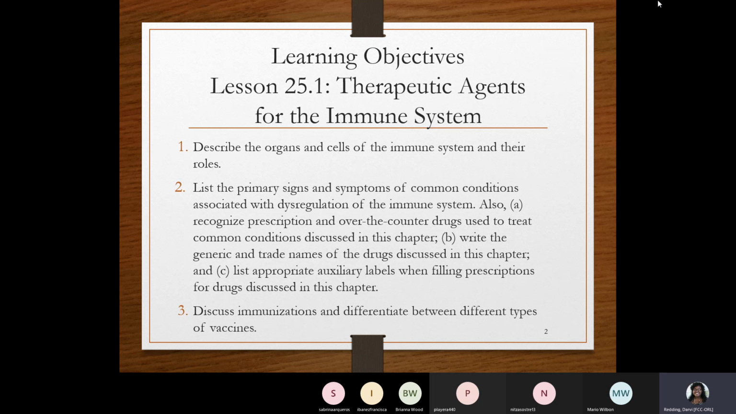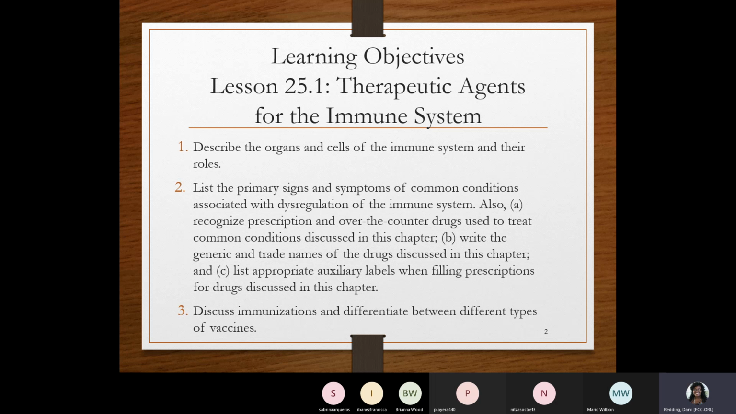By the end of this presentation, you should be able to list the primary signs and symptoms of common conditions that are associated with dysregulation of the immune system, and also be able to recognize prescription and over-the-counter drugs that are used to treat common conditions discussed in this chapter. You should also be able to write the generic and trade names of the medications discussed in the chapter, as well as list the appropriate auxiliary labels when filling prescriptions for drugs discussed in this chapter.